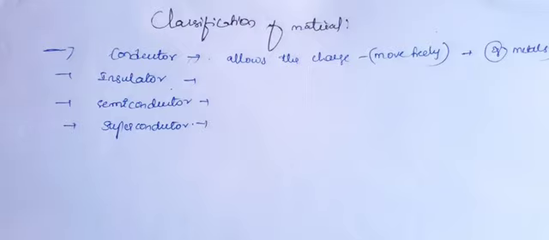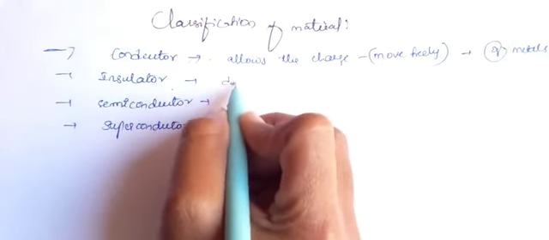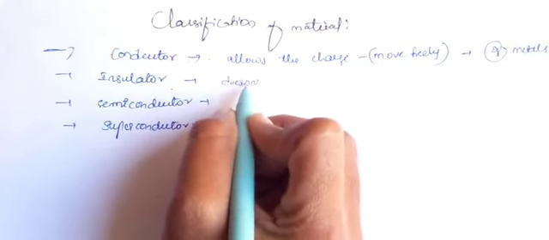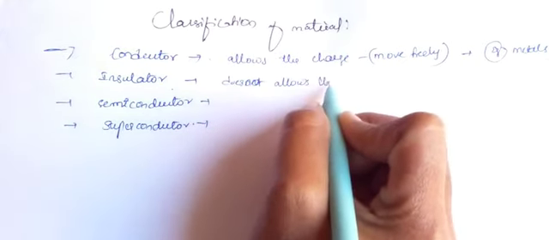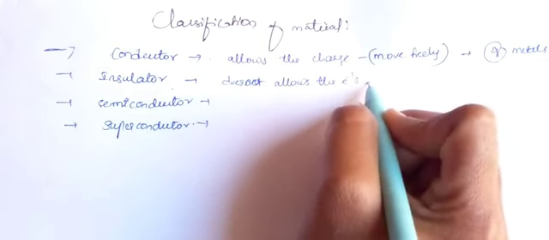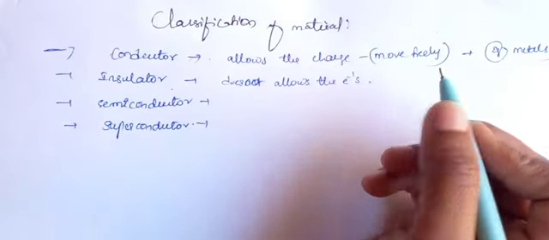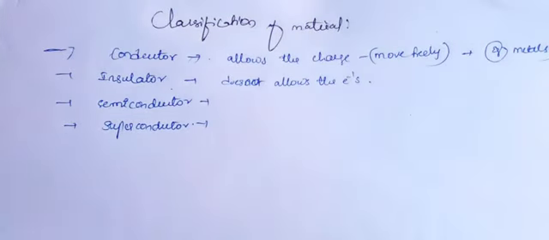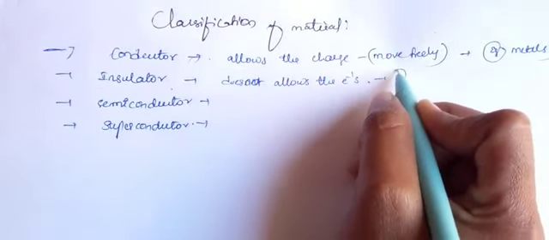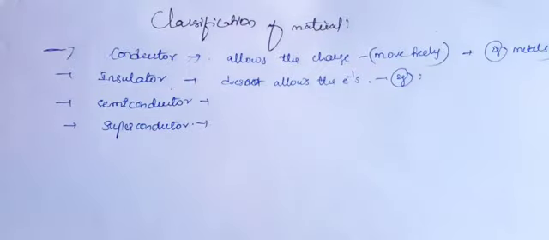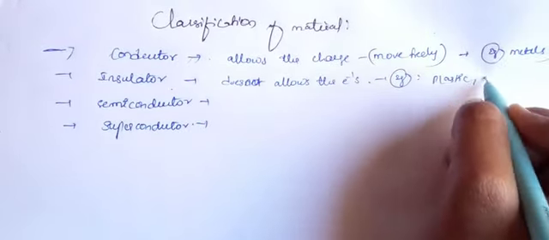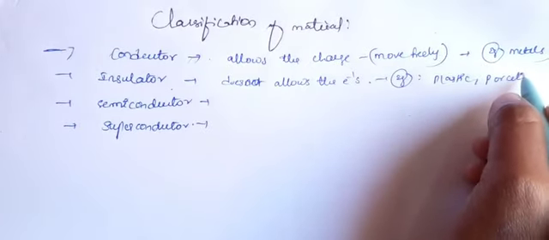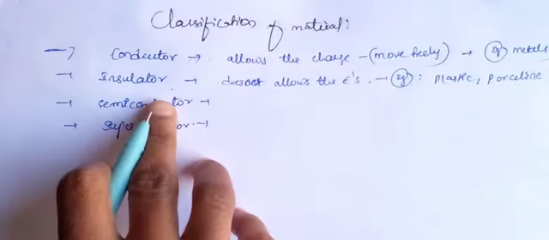Another one is the insulator. An insulator means a material which does not allow electrons, which does not allow the charge to move freely inside it. The main examples are wood, plastic, or anything. Plastic and porcelain also act as an insulator.